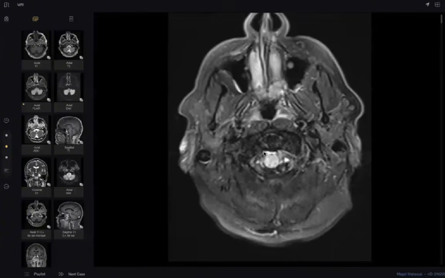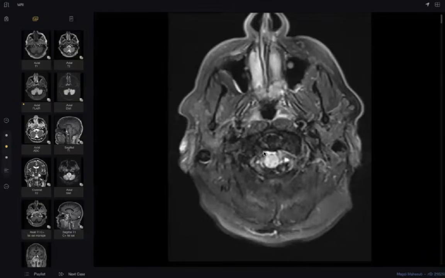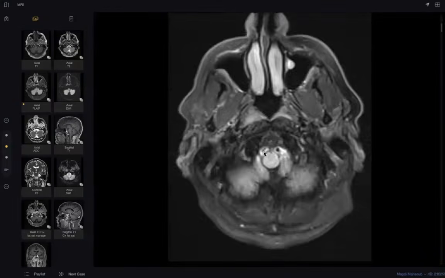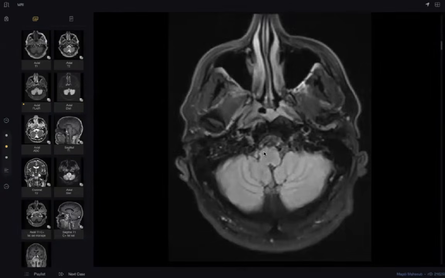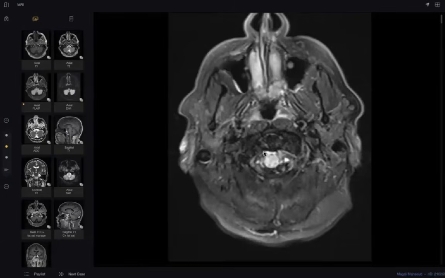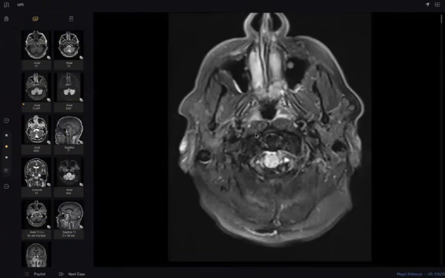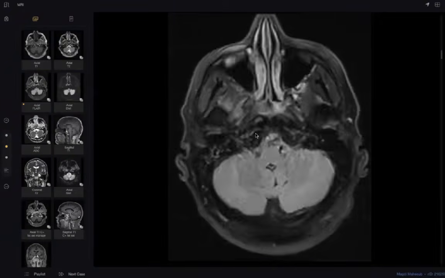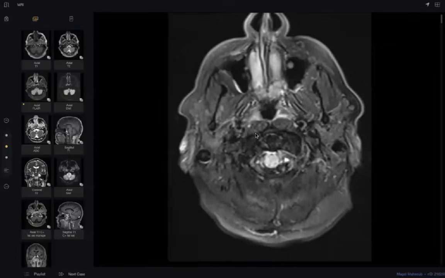Are you sure? No definitive mass? I do not see any mass effect here. There is just asymmetry and signal abnormality involving the soft tissues. So what do you think? It can be nasopharyngeal carcinoma, or some skull base infiltrative process, or any primary bone tumor or metastasis involving the skull base.